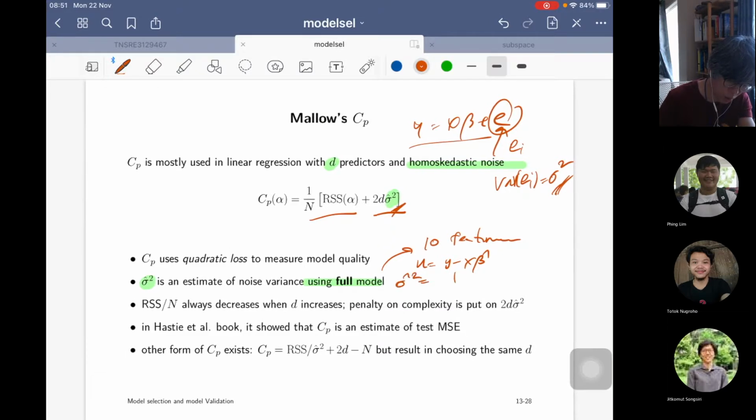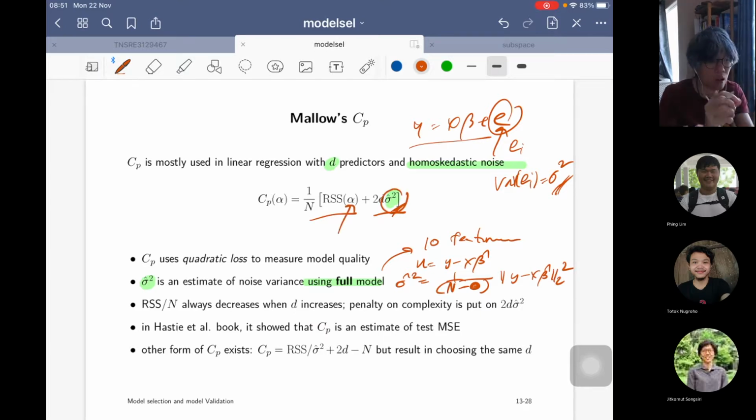and compute sigma hat square. Sigma hat square is 1 over n minus the number of predictors in the full model, times the norm square of the residual. Which means when you evaluate CP as you vary the model complexity, this sigma hat square is the constant term obtained from the full model.